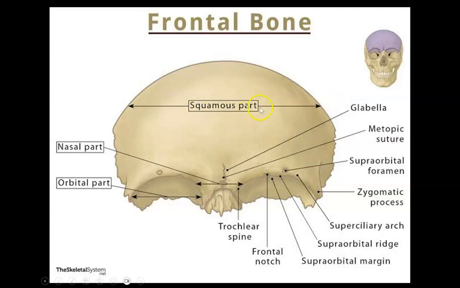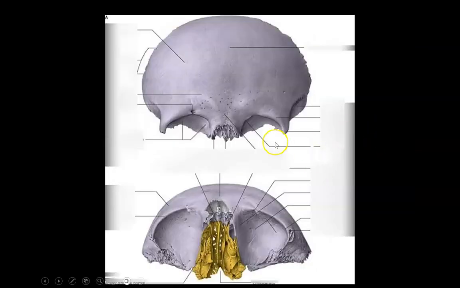Again, the squamous part of the frontal bone, below it the nasal part of the frontal bone, on either side the orbital plate of the frontal bone and the zygomatic process of the frontal bone. Another view: squamous, nasal, orbital, and zygomatic. And from above you see it, the orbital plates and the ethmoid in between.